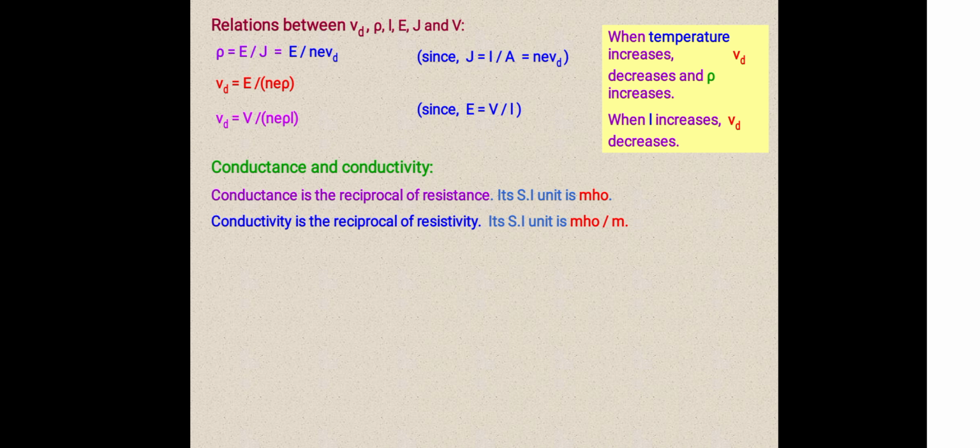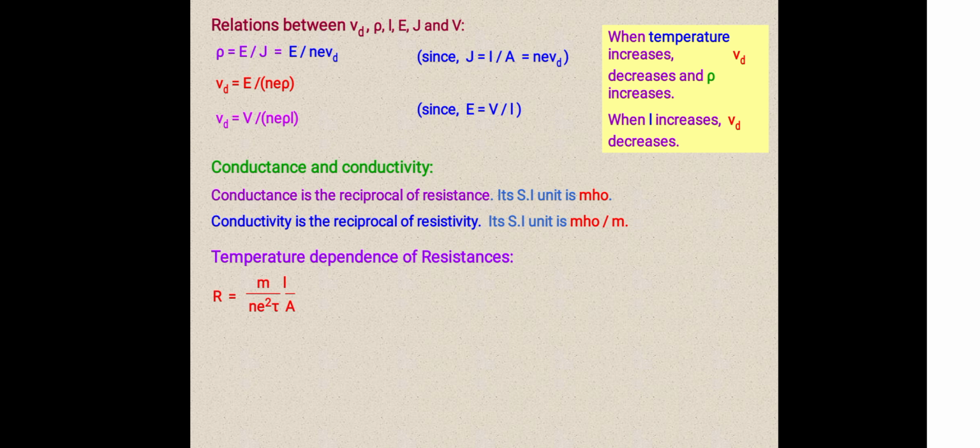Now we discuss conductance and conductivity. The reciprocal of resistance is called conductance, and the unit of conductance is mho, 1 by ohm. And conductivity is the reciprocal of resistivity, so this will be 1 by rho. Sigma equals 1 by rho.